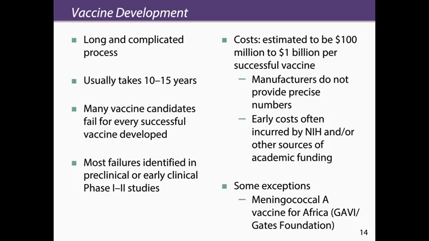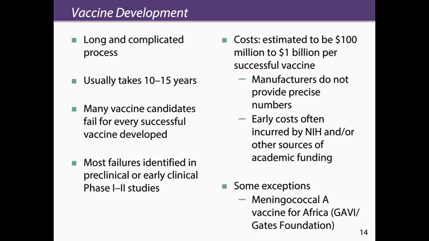Many candidates fail for every one that's successfully developed. Most of the failures are identified in the preclinical or early clinical phase 1 and phase 2 studies. By far the most expensive of the studies are the phase 3 trials, which cost tens of millions, sometimes $100 million or more. And so if a product isn't going to work, the manufacturer wants it out of their development chain as early as possible in the development process.